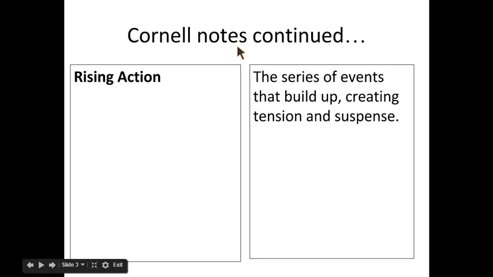Now, underneath exposition, I want you to take notes on rising action. Rising action is a series of events that build up, creating tension and suspense. This is the main bulk of the story. This is all that action that's building towards the climax.